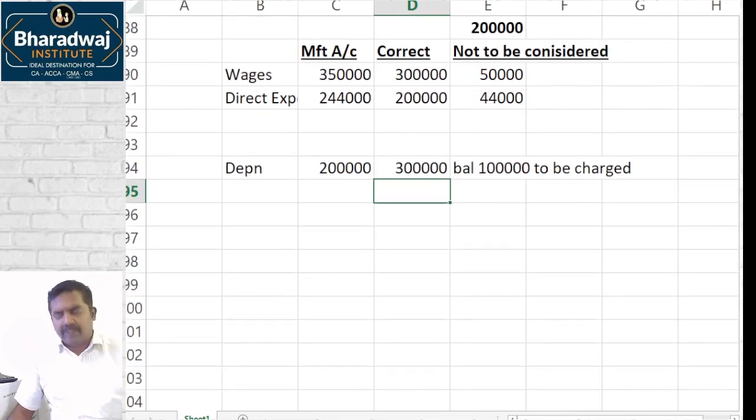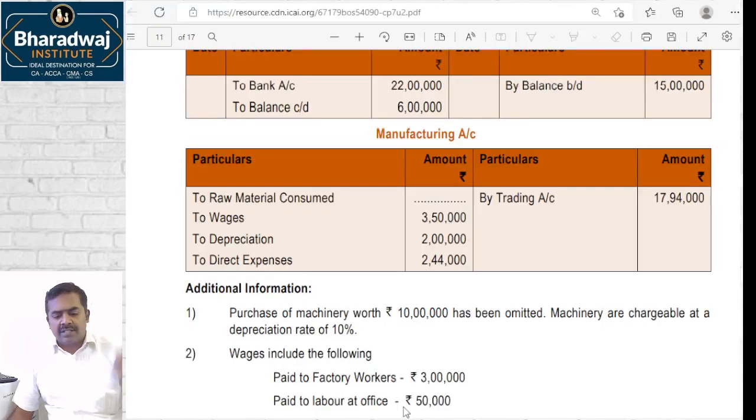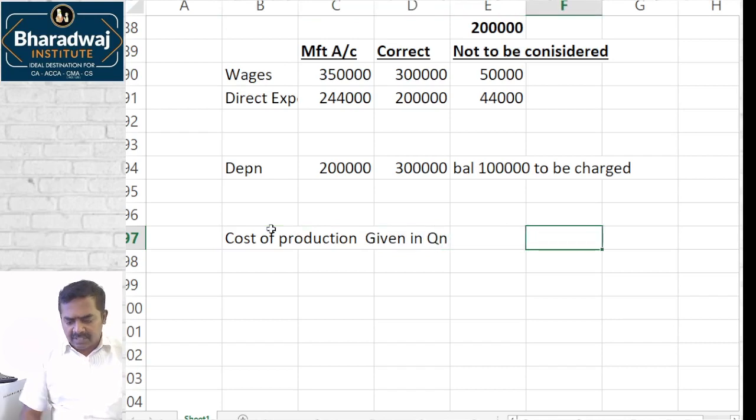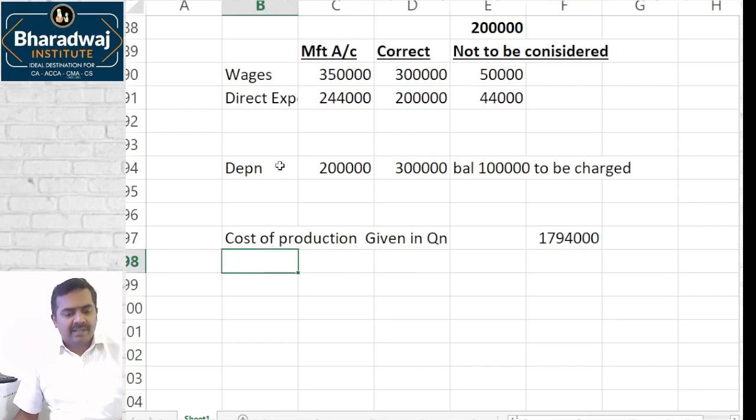Now, the most important working that we are going to do has nothing to do with accounts, it is logical thinking. How much cost of production have we transferred? 17 lakh 94,000. Pay attention. This is the most important, the cost of production given in the question. Is 17 lakh 94,000 correct or wrong? Wrong. Why? Because depreciation should have been 3 lakhs, but we charged only 2 lakhs. So 1 lakh more to be charged.